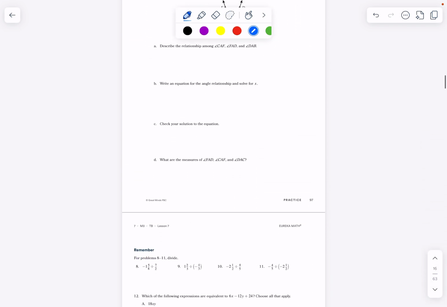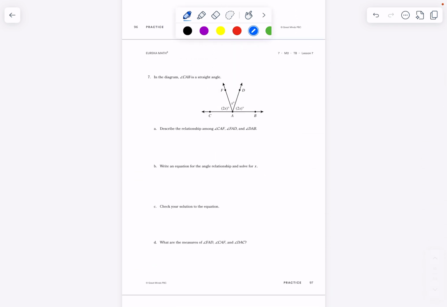And finally, number 7. Yep, last problem. CAB is a straight angle. That means its measure is 180 degrees. This is probably the hardest problem on here. Again, describe the relationship. My hint to you, it is related to straight angles. On page 81 again. Always refer to those notes. So again, what I would do is I would add up all these angle measurements and set them equal to something. And I'll give you a hint. That's the something. So equals 180. Show your work. Don't worry about part C.